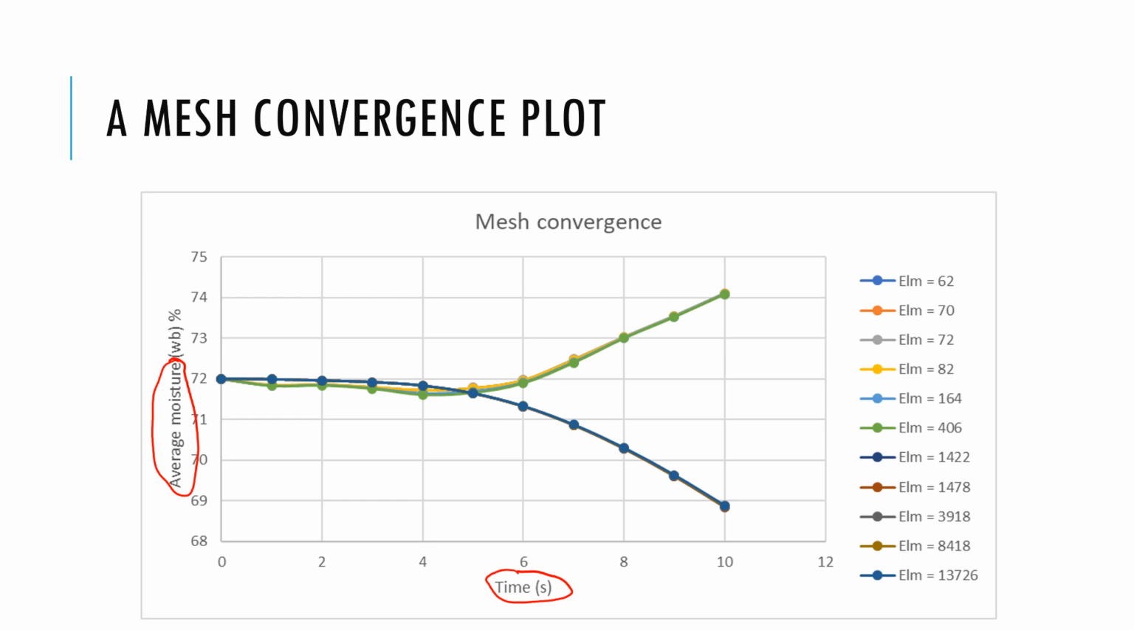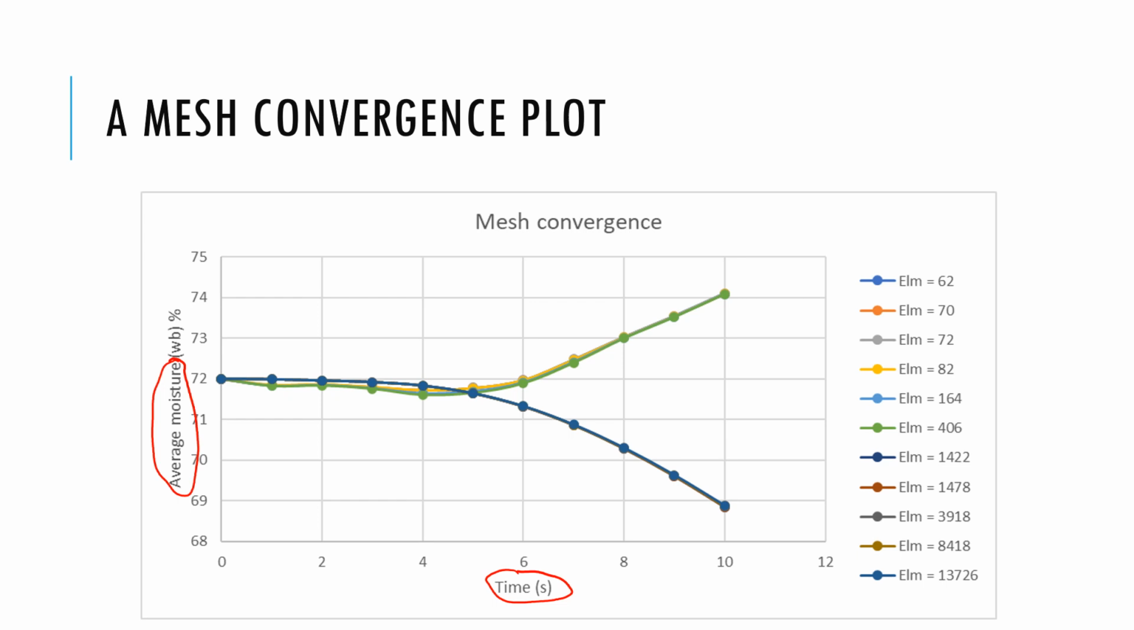Choice of variable can depend on the most relevant ones, like temperature for sterilization, or the degree of sterilization. In case of drying, it's average moisture, for example, or moisture in a particular location that is very critical. So the variable needs to be chosen that way. Variable can also be chosen based on which variable is the most sensitive with respect to the mesh. That also can be a way to decide which variable.